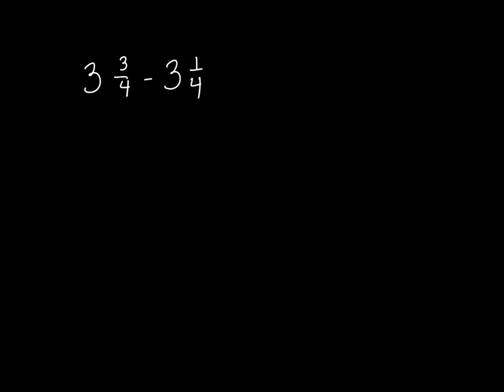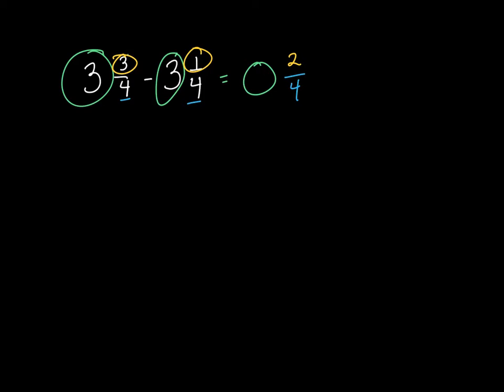Okay, again, first of all, check and make sure you have common denominators, which we do. So you're going to subtract your whole numbers, and your numerators. So 3 minus 3 is 0. And then 3 minus 1 is 2. That common denominator is 4.